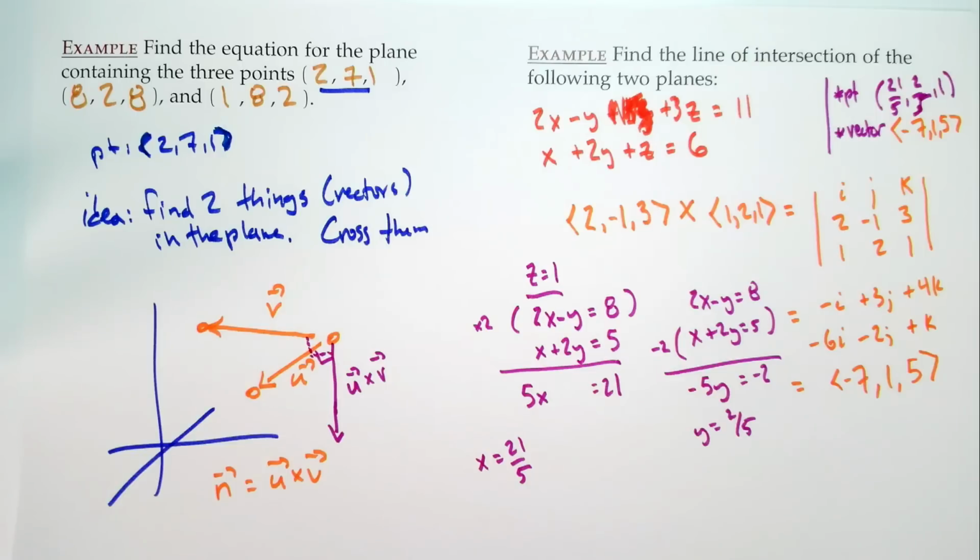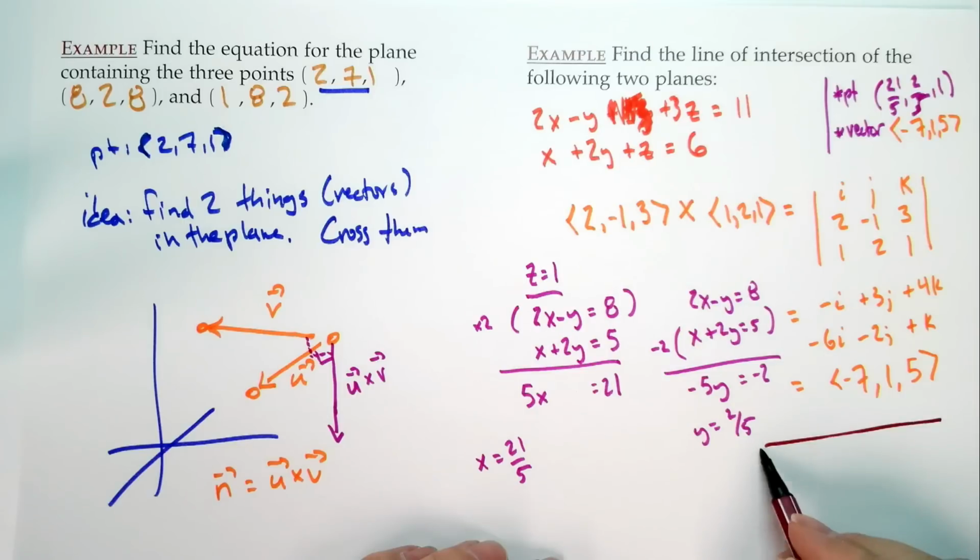Should I have picked z equals 1? Probably. I could have picked something simpler. Maybe z equals 0 would have given us something simpler. Or maybe y equals 0. It's just hard to know. You pick something and you see what happens. All right. You have your point and you have your direction. Put it together. And so we finally have our line.